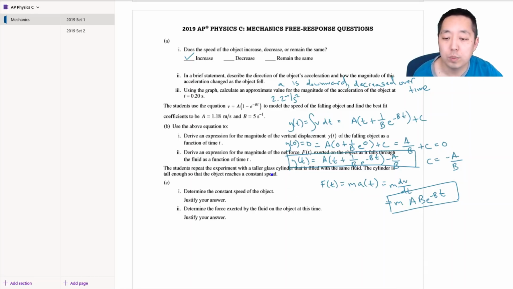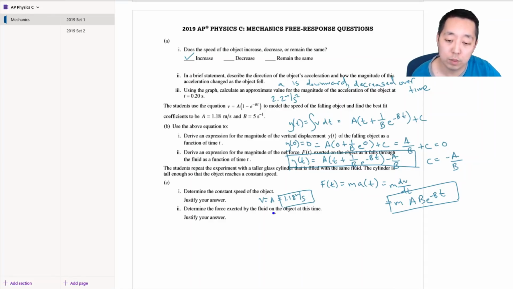Students repeat the experiment with a taller glass cylinder that is filled with the same fluid. The cylinder is tall enough so the object reaches a constant speed. Determine the speed of that object. It's just what happens to the velocity as t goes to infinity. In the limit as t goes to infinity, b is a positive number, so e to the negative b times t is e to the negative infinity. That's like 0. So it just approaches a. So v would equal a, which would equal 1.18 meters per second.